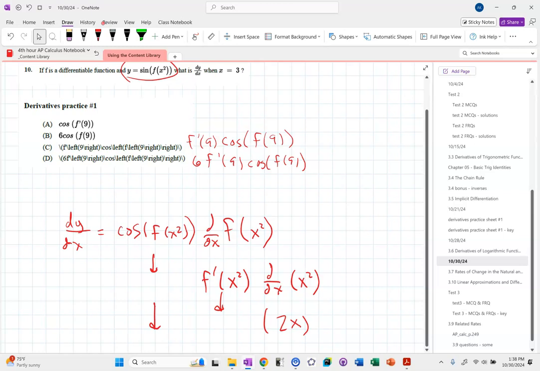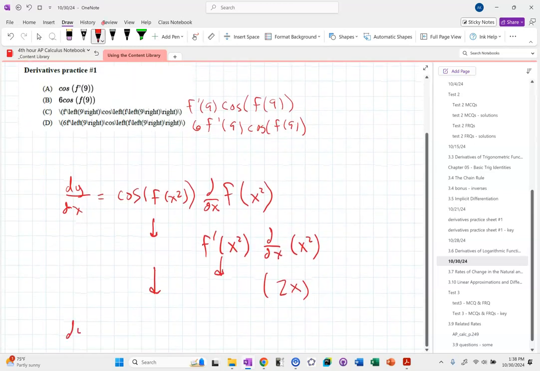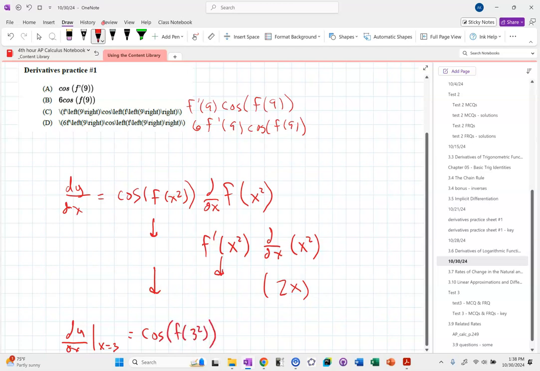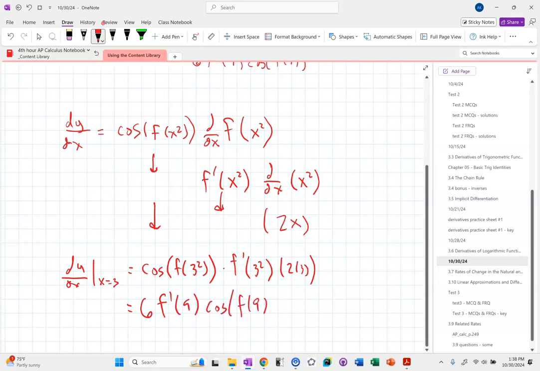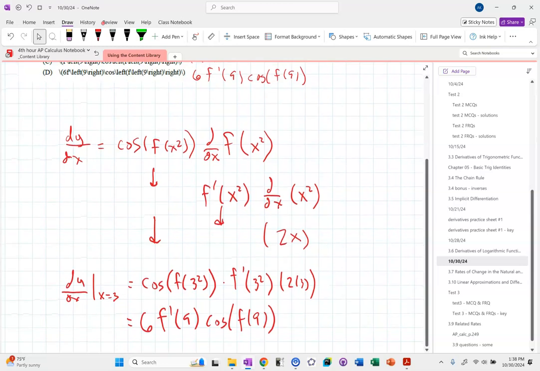So if I want dy dx when x is equal to 3, I plug those in. So I'm going to have cosine of f of 3 squared times f prime of 3 squared times 2 times 3, or 6 f prime of 9 cosine f of 9. And I think that was answer D then. Yeah. When I wrote out what those things mean, yeah.